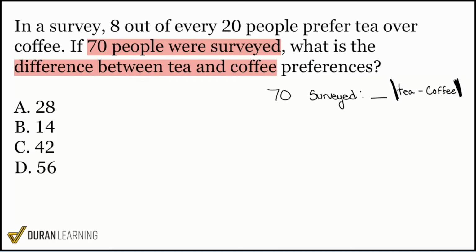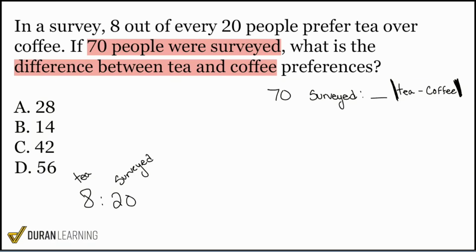Watch here. In the first sentence, it says, in a survey, 8 out of every 20 people prefer tea over coffee. Let me write that down. We have 8 compared with 20. 8 prefer tea out of the 20 people that were surveyed. Everybody, which of these two values, the 8 or the 20, can we use immediately in the proportion? Which of those values is immediately ready to be used? The 8 or the 20? Now, if you're thinking the 20, you're correct.